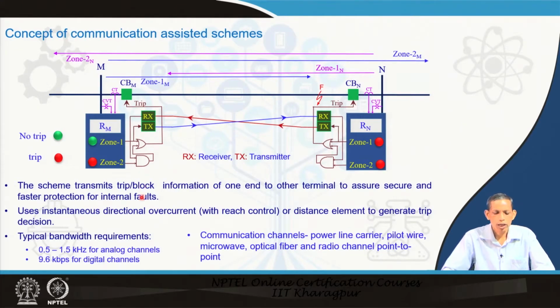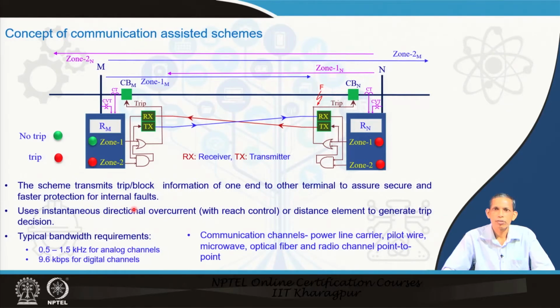So, the information being transferred to the other remote end is of importance, and we will see how the communication medium can also be of importance in terms of that. But note that we are exploring here how only the decision of trip or block can be transferred to the other end.